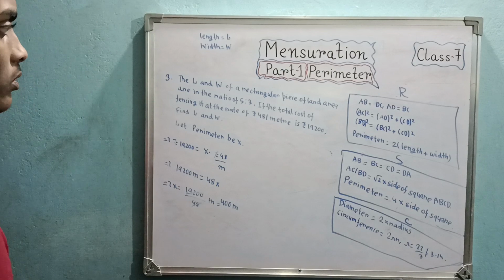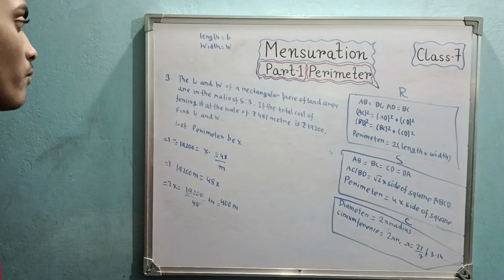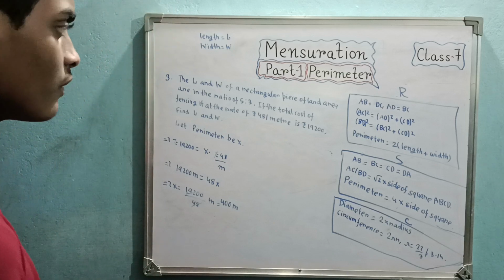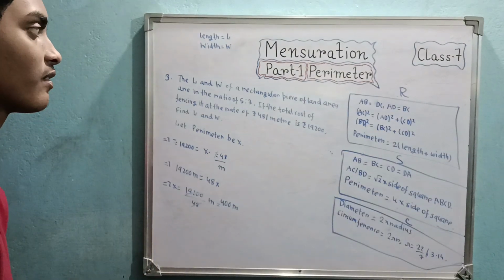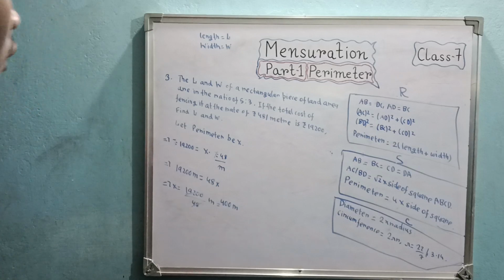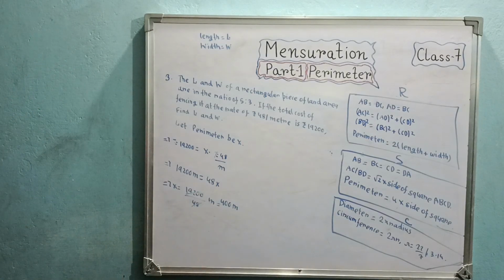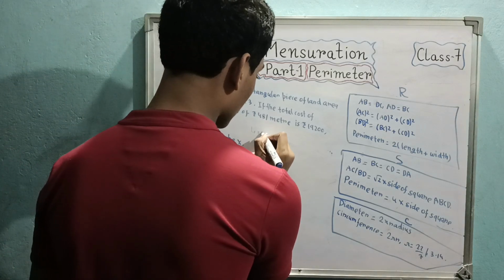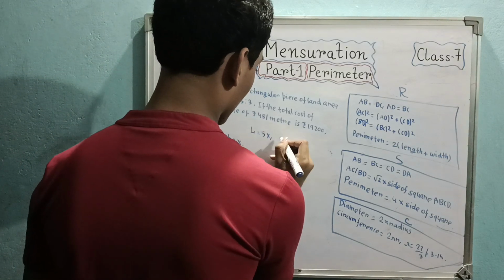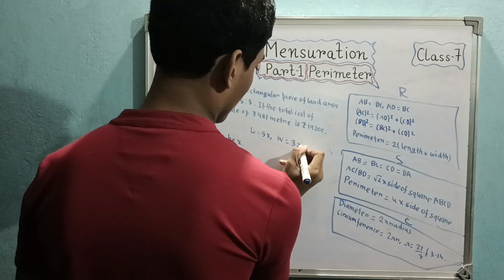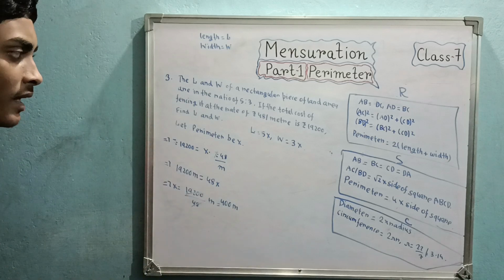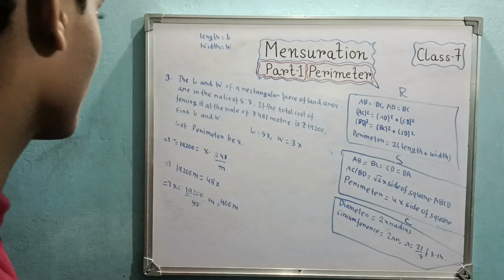The length and width of a rectangular piece of land area are in the ratio of 5:3. See, the ratio is given, but we are not given the lengths directly. So what we can do is consider the length and width as 5x and 3x. If length is 5x and width is 3x, then 5x by 3x is 5 is to 3, right? No violation is done. So I consider the length as 5x and width as 3x.